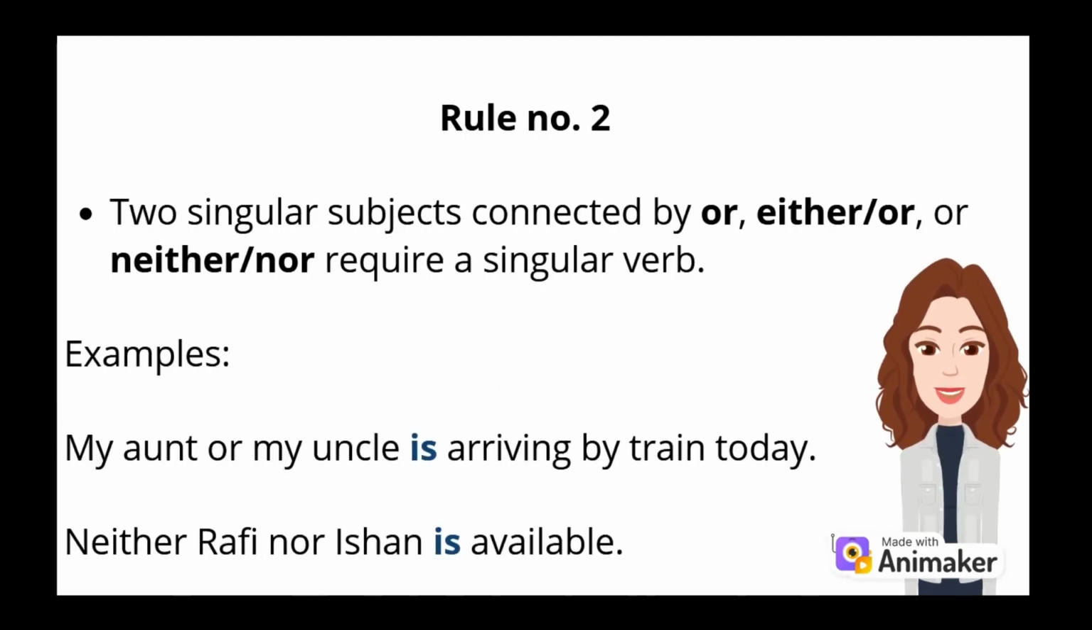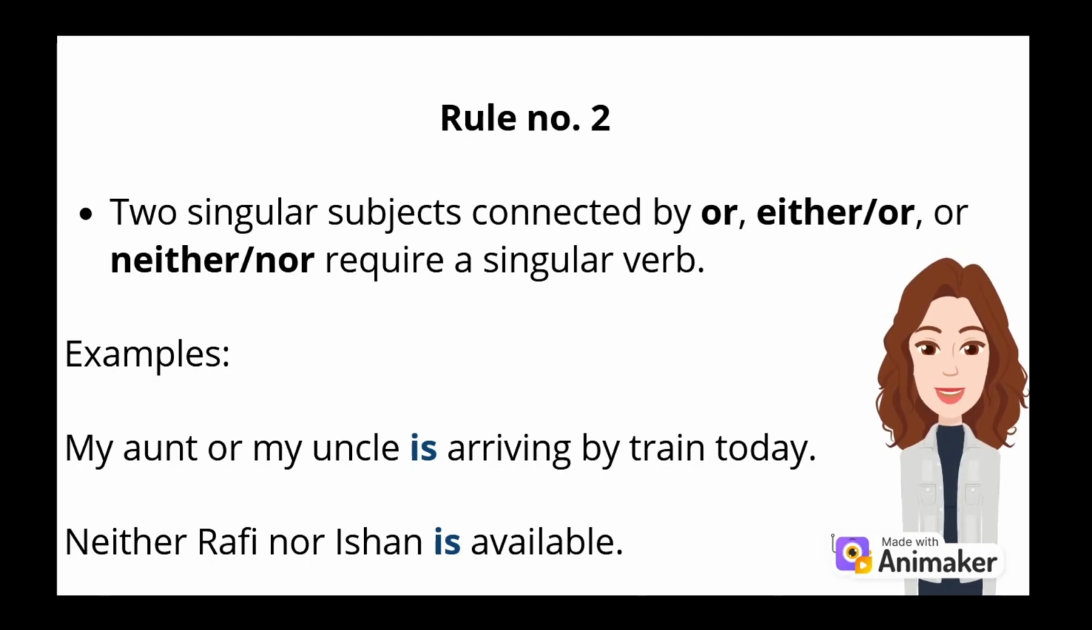The second rule is: two singular subjects connected by "either...or" or "neither...nor" require a singular verb. Let's see the examples. The first example is, "My aunt or my uncle is arriving by train today." Here, the two singular subjects, aunt and uncle, are connected by "or." So according to this rule, the verb will be singular. So the verb that's used here is "is."